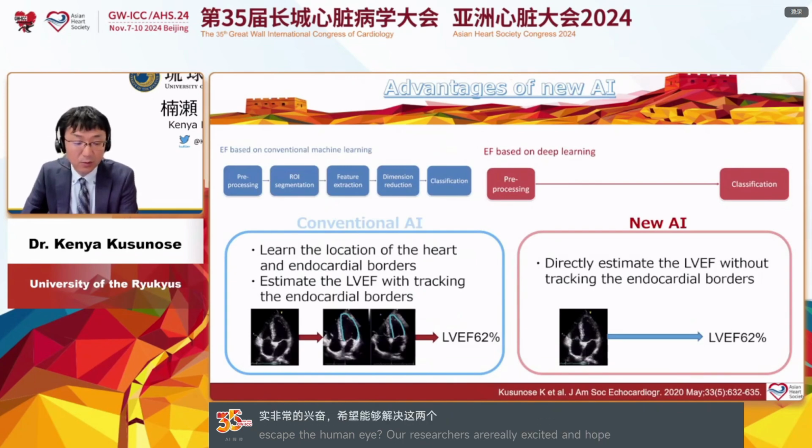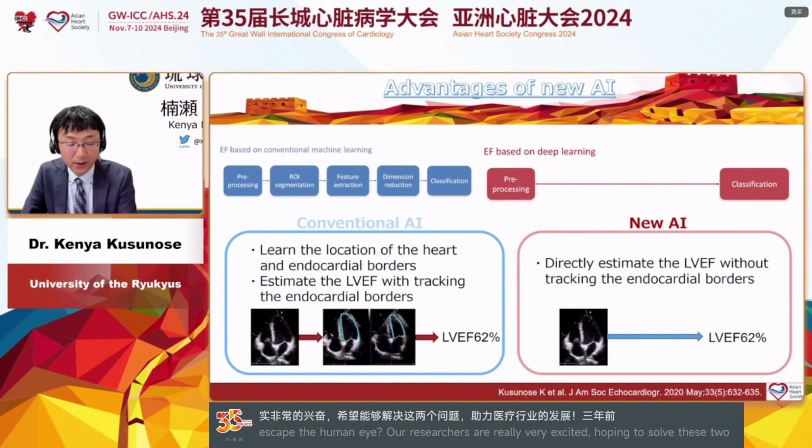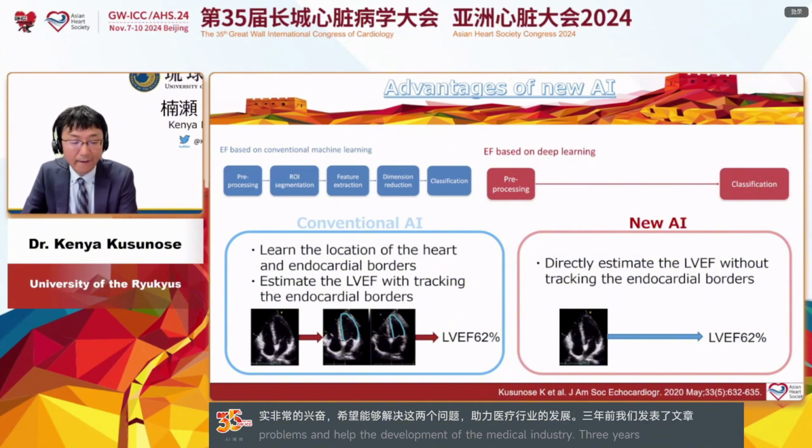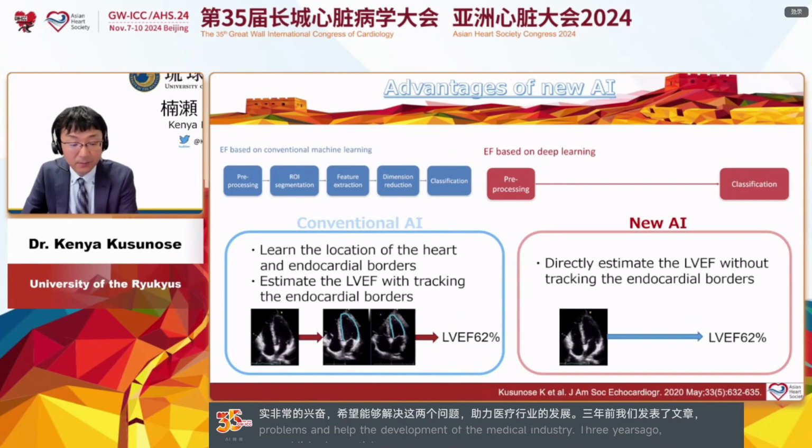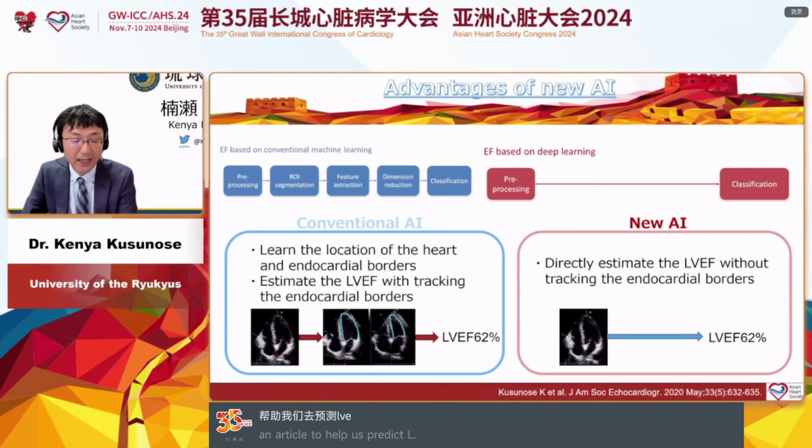Several years ago, we published one of the first AI models for left ventricular ejection fraction. Automated LVEF is key for improving reliability and accuracy. Previously, when the conventional AI automatically measured the LVEF, it was necessary to learn the location of the heart and endocardial borders. Unfortunately, there were some errors in the detection of location.